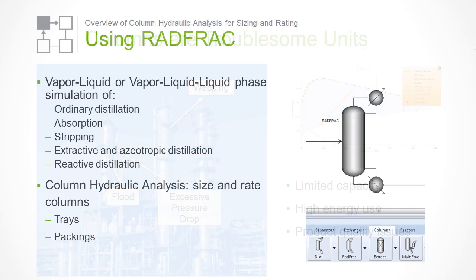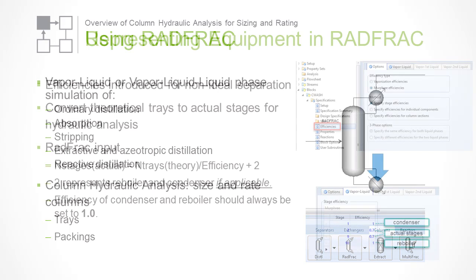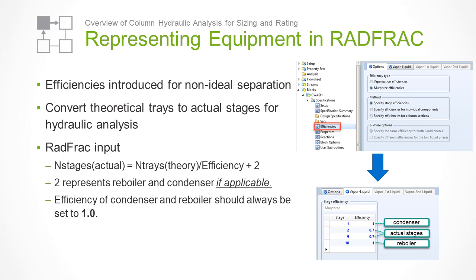RadFrac is the main distillation unit operation in Aspen Plus, and it can be used to model a variety of systems: ordinary distillation, absorption, stripping, extractive and azeotropic distillation, and reactive distillation. Besides the traditional thermodynamic model, RadFrac can be extended to include analysis of column hydraulics, where sizing and rating of the column is performed. RadFrac assumes total equilibrium on each separation stage. Stage efficiencies are introduced to capture the non-ideal separation, which is typical for actual column operation.